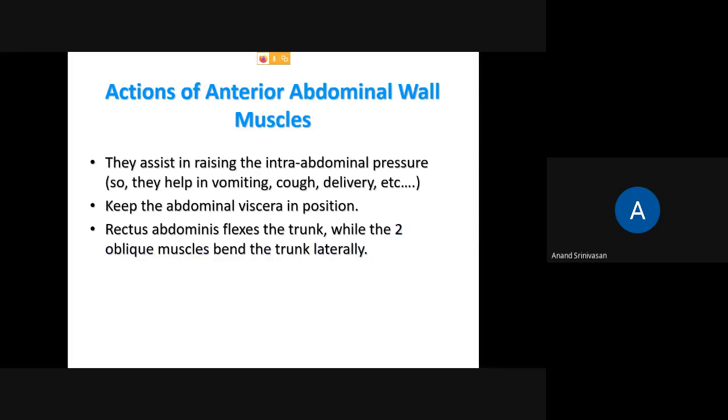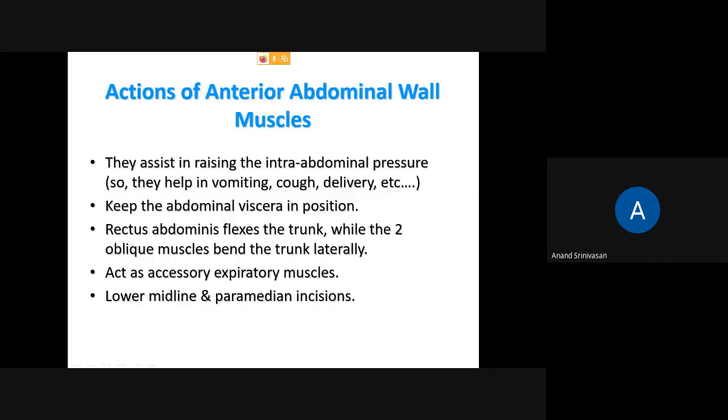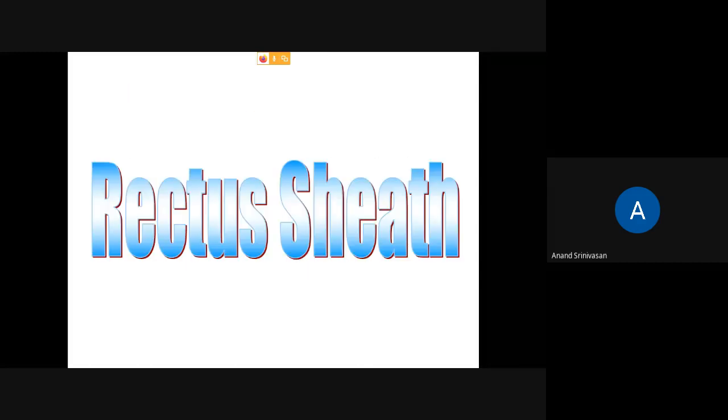Also, the rectus abdominis helps in flexion. When you touch your feet, you will be flexing your abdomen, and the rectus abdominis muscle helps in this action as well. They also help in expiration. In the respiratory module, you must have learned it is also an accessory expiratory muscle.